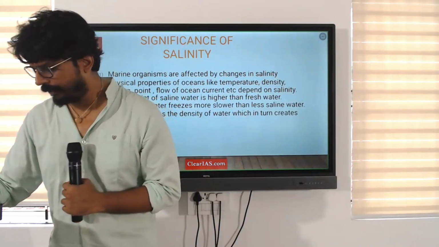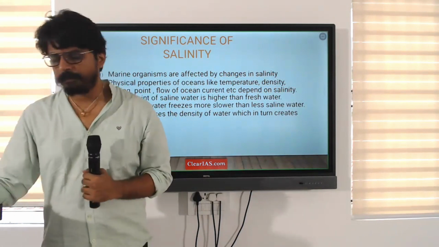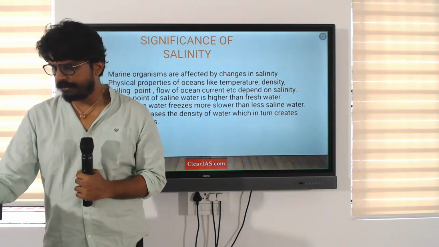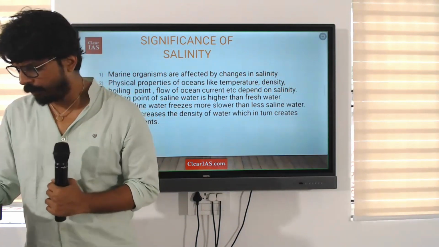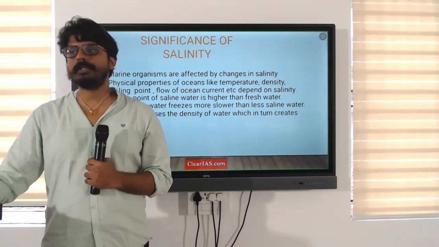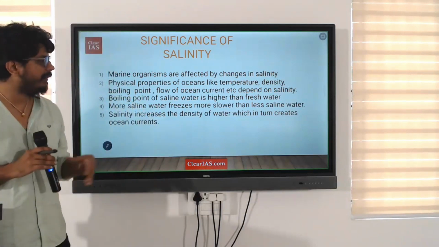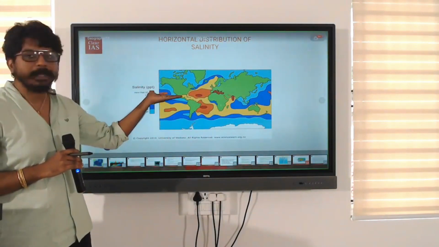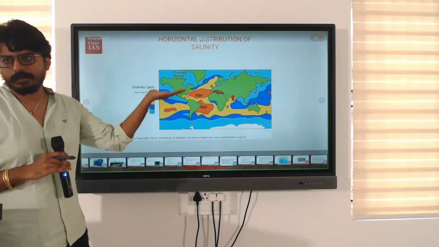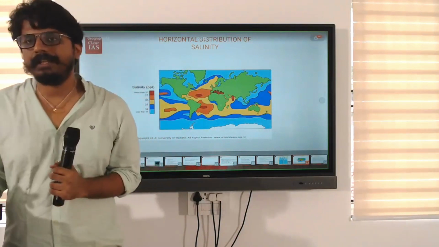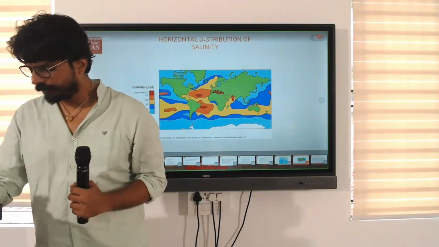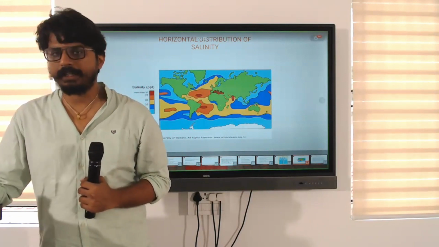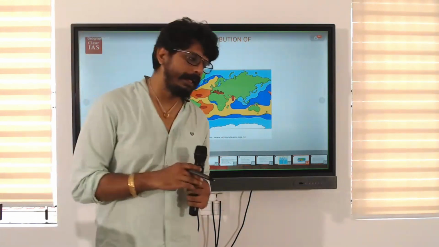Horizontal distribution of salinity. Salinity decreases from equator to the poles. Okay, but what is the exception? The highest salinity is not found near the equator. It is found between 20 to 40 degree latitudes. So write down. The highest salinity is not found in the equator. Highest salinity is found in between 20 to 40 degree latitudes due to high temperature.